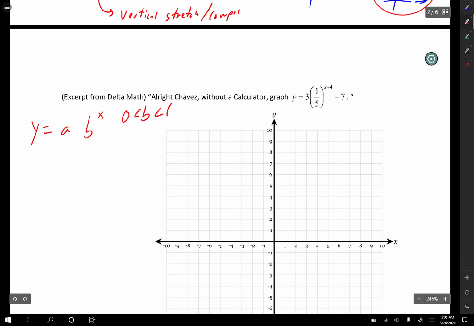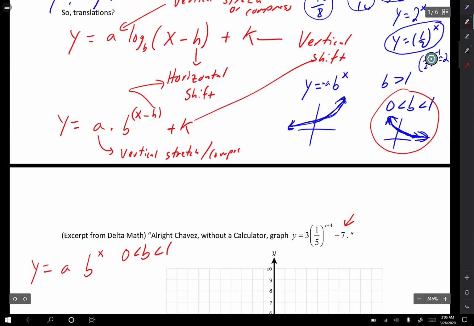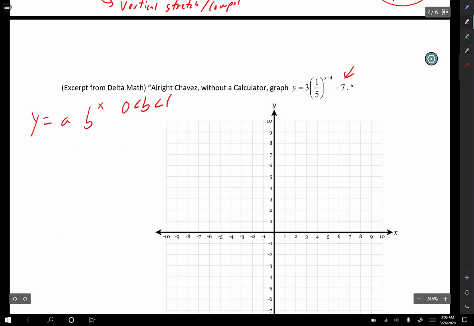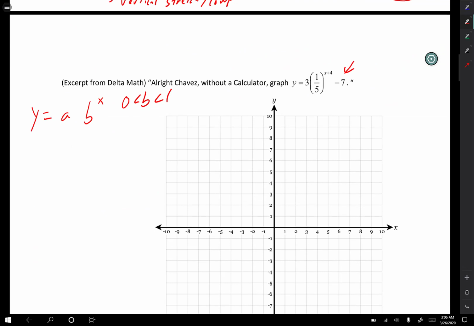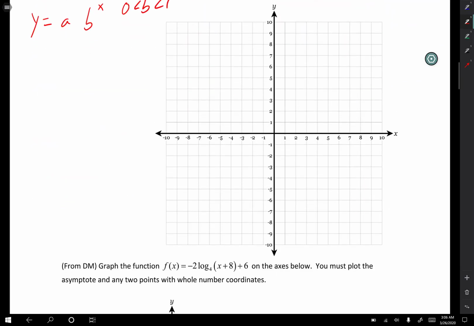All right, next. So I'm looking at that -7. And remember what I said there, that is a vertical shift. So that means that my horizontal asymptote that was at y equals 0, right here on this x-axis, is going to go down 7 units. So I'm going to go down to -7, and I'm going to put a dotted line. This is my horizontal asymptote.